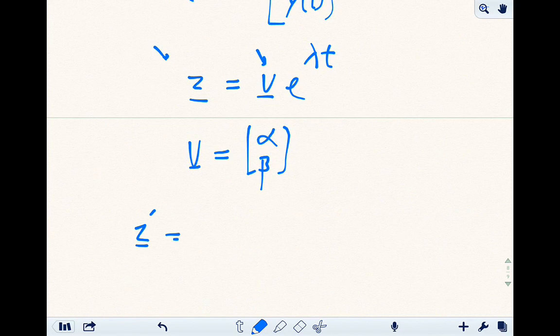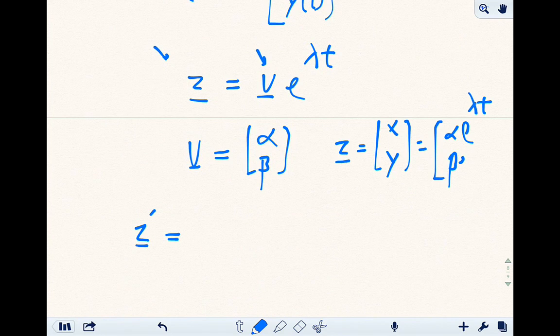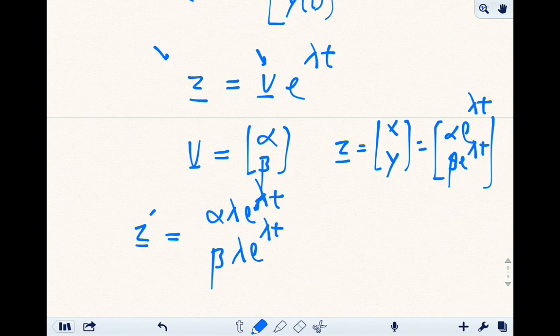So we say z prime. We take the derivative. So again, z, if we write it in longhand, is equal to x and y of t, which are equal to alpha e to the lambda t and beta e to the lambda t. We'll take the derivative of that, and we get alpha lambda e to the lambda t. Remember, the lambda comes out when we take the derivative. And beta lambda e to the lambda t, which we can write as, considering alpha and beta are this vector v, lambda e to the lambda t times this vector v.